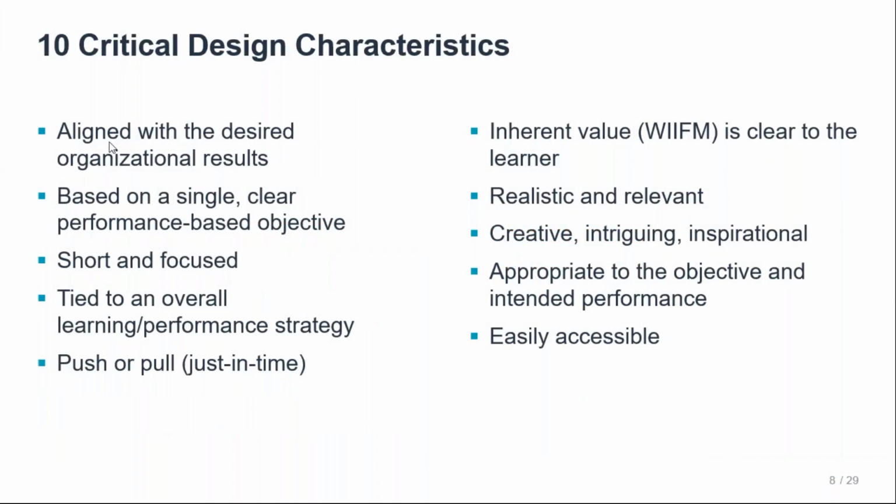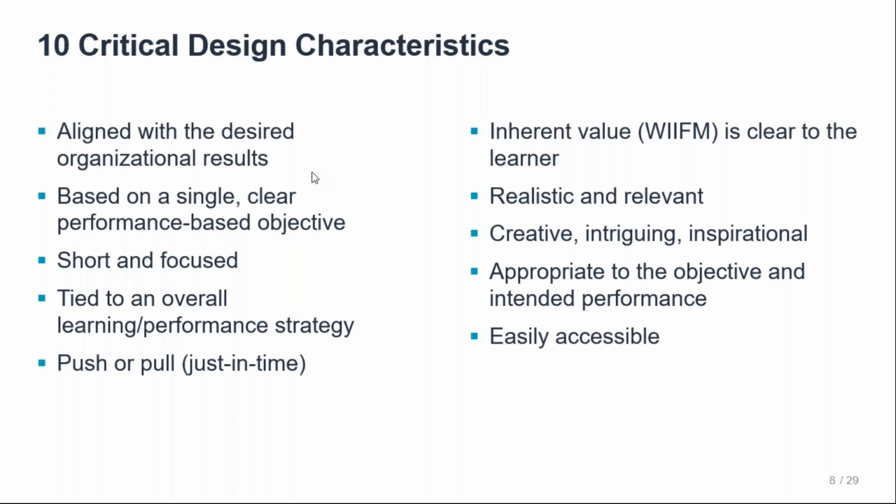The critical design characteristics of microlearning. So for any microlearning asset to do its job well and be of real use to learners, it has to adhere to certain design principles or characteristics, and these are listed on our screen. The first one, it has to be aligned with our desired organizational results. The microlearning asset, whatever is covered in it, has to cascade from our organizational results for it to really bring about that intended change in our employees' performance, which is the ultimate aim of all our training programs.